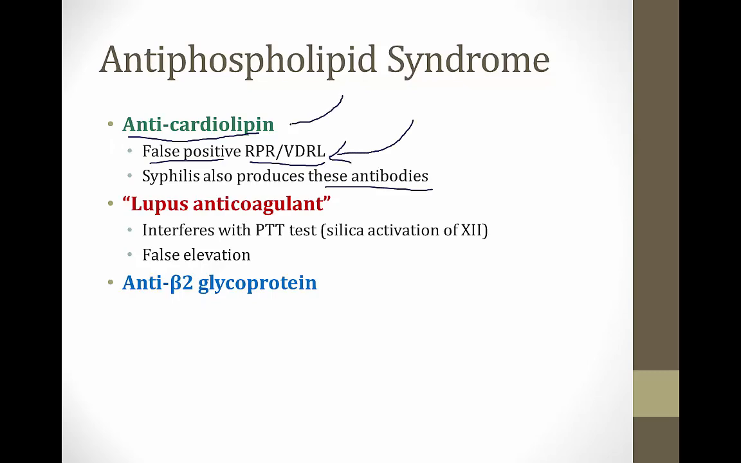So if a patient has this antibody present as part of the antiphospholipid syndrome, they will test positive by these screening tests even if they've never been exposed to syphilis. The second antiphospholipid antibody is called the lupus anticoagulant.